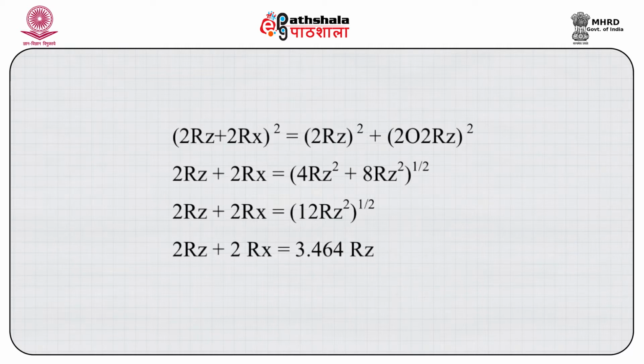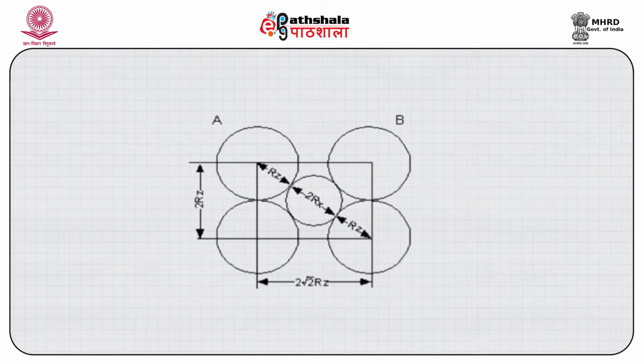Now, 2 r z plus 2 r x is equal to (4 r z square plus 8 r z square) to the power half, and this leads to 2 r x is equal to 1.464, giving r x by r z as 0.732. Now, remember, this diagram is drawn when the larger spheres are touching the smaller sphere. So, it is the limiting condition.